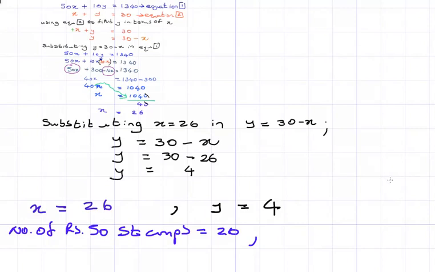And what's y? Y is the number of 10 rupee stamps. And what is that equal to? 4. All right. So this is the way to use the method of substitution to solve a pair of simultaneous equations. Now, the next method that we are going to look at is the method of elimination. So let's go and see how to use the method of elimination to solve the same pair of simultaneous equations.